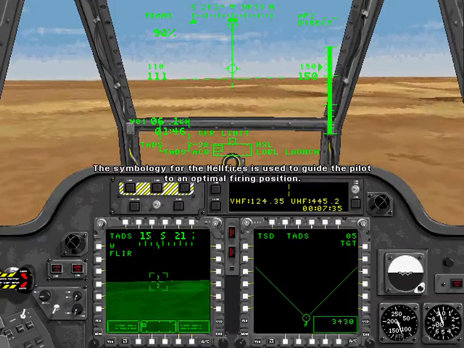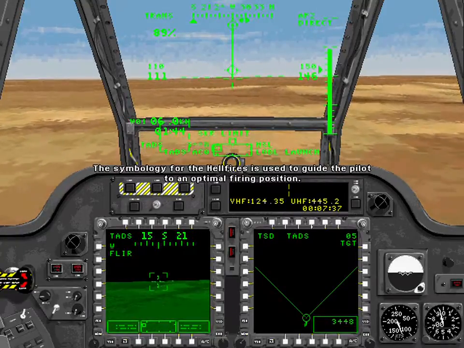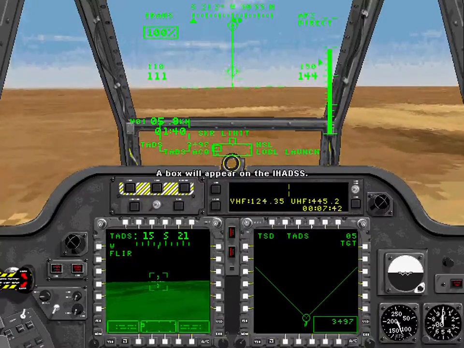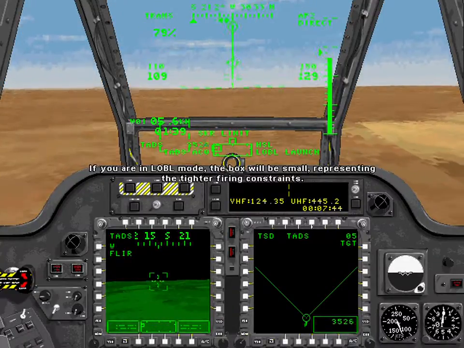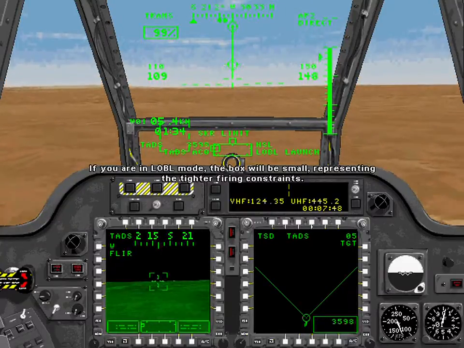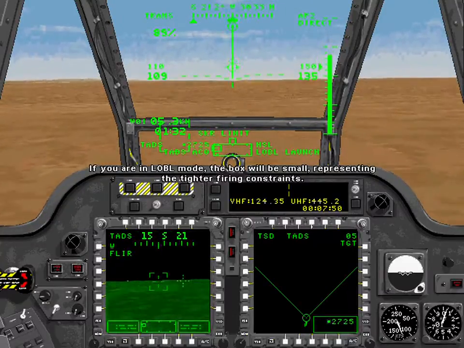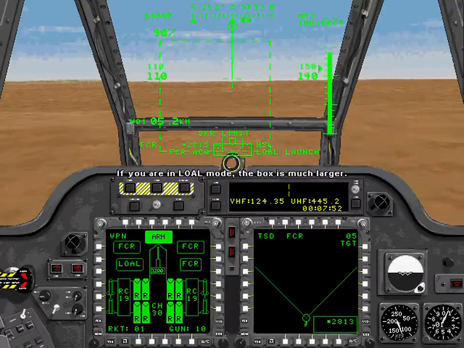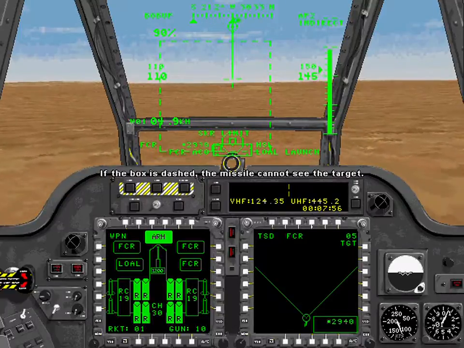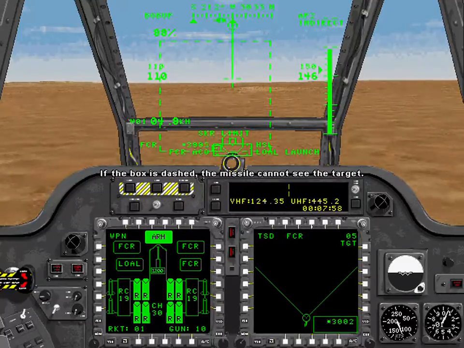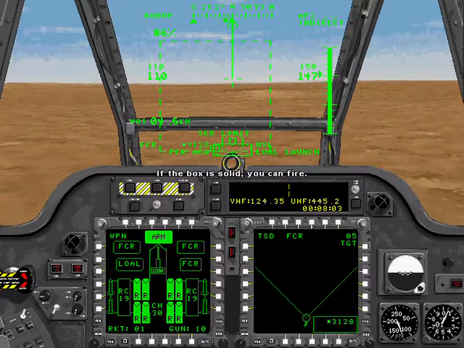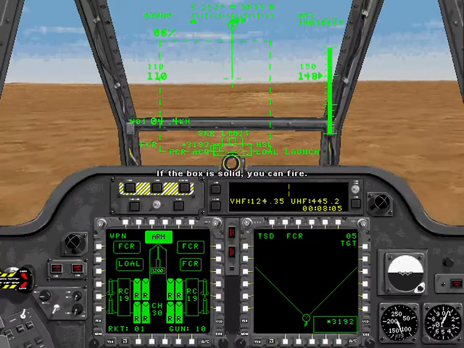The symbology for the Hellfires is used to guide the pilot to an optimal firing position. A box will appear on the iHADS. If you are in LOBL mode, the box will be small, representing the tighter firing constraints. If you are in LOAL mode, the box is much larger. If the box is dashed, the missile cannot see the target. Turn your aircraft so that the missile box is on the target. If the box is solid, you can fire.